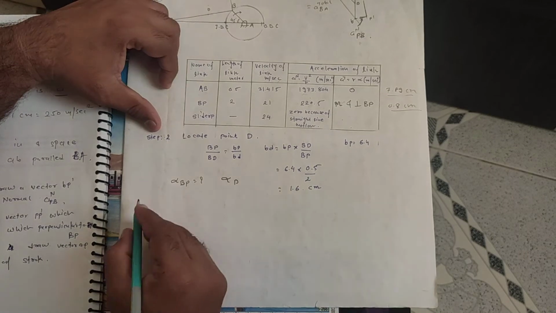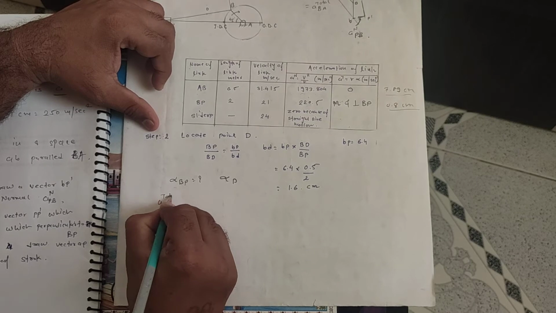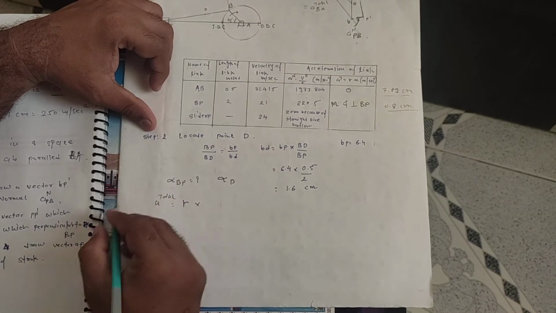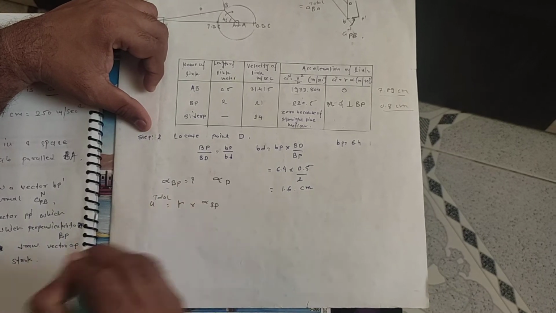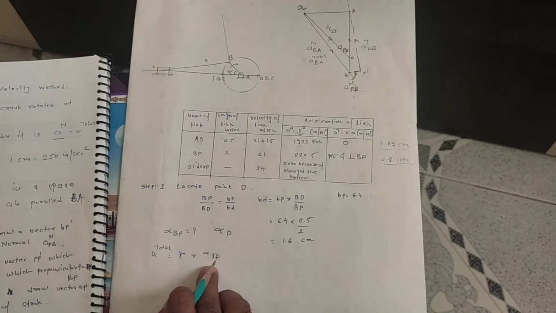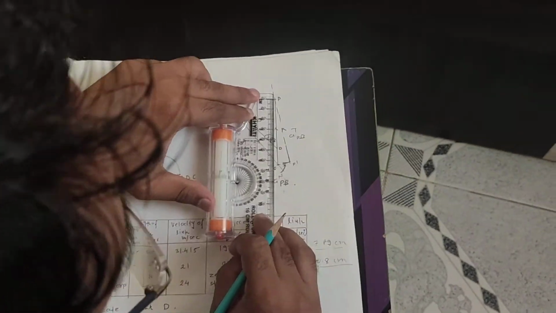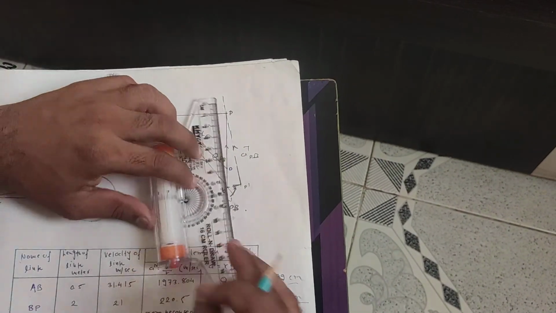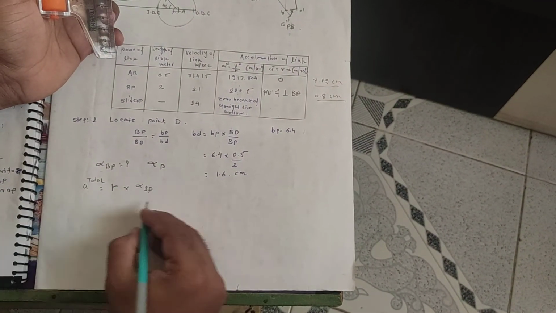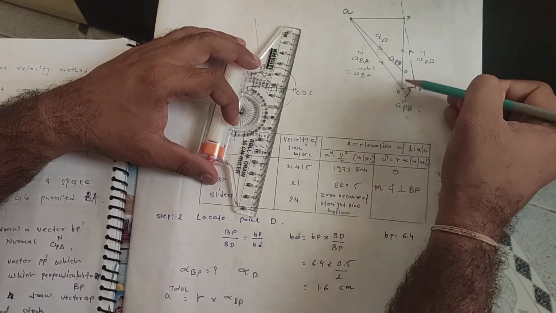So how can we find all these things? The total oscillation is equal to R, the radius of the link, times the angular oscillation of BP. So the total for BP we find by measuring with the scale. So what is the total? It is 6.4, which we have to write down somewhere. This is 6.4, that is our oscillation.